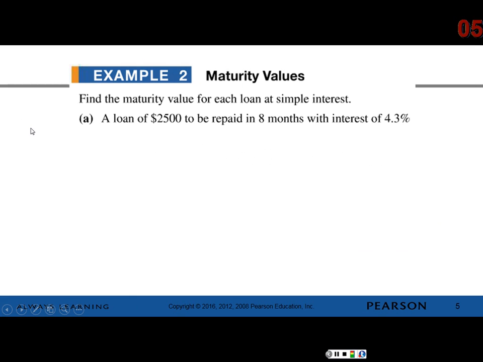So here's an example with some numbers in it. Find the maturity value or the future value for each loan at simple interest. We have a loan of $2,500 to be repaid in 8 months with an interest rate of 4.3%.